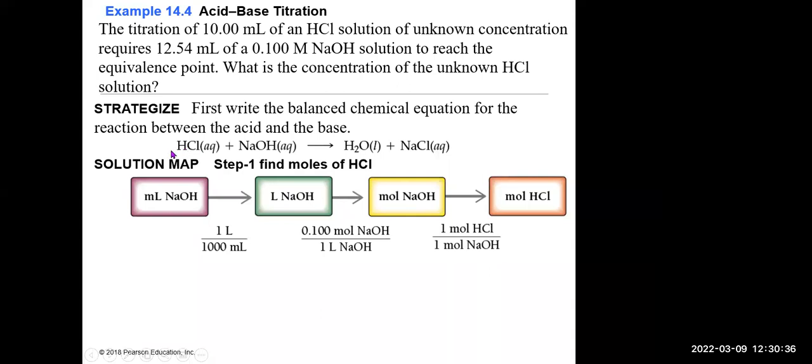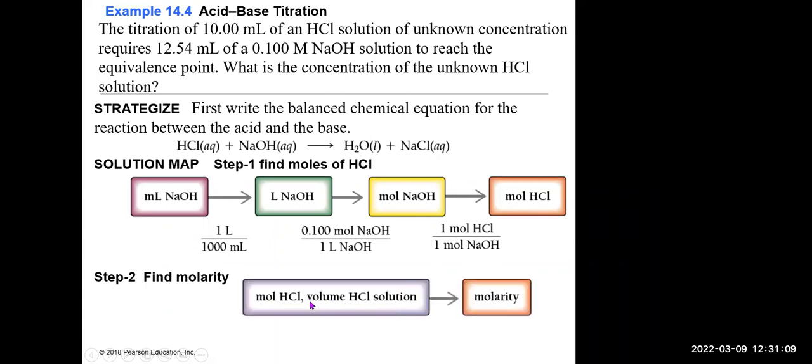From the equation, we can see there's no number in front of HCl, so that means 1. And no number for NaOH, that means also 1. So therefore, we have 1 mol HCl over 1 mol NaOH. We can use this mole ratio to convert the moles of NaOH to the moles of HCl. Once we get the moles of HCl, we calculate molarity by using the definition of molarity: molarity, the capital M, equals mol over L.